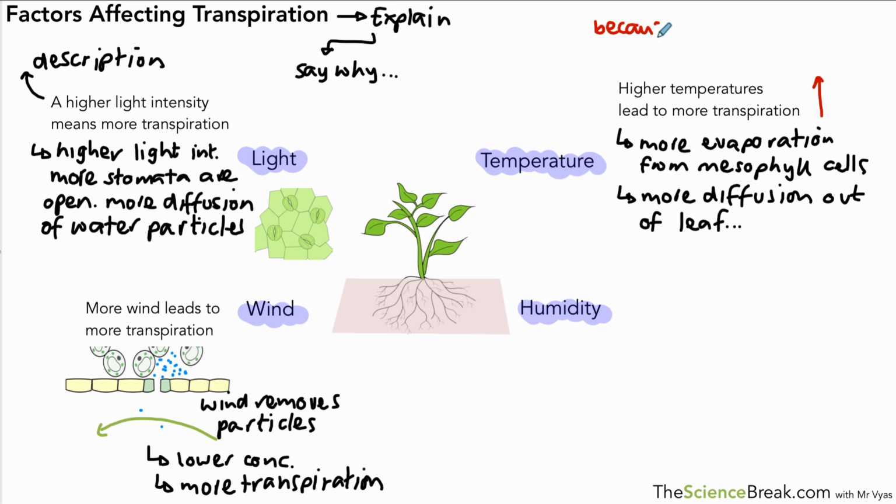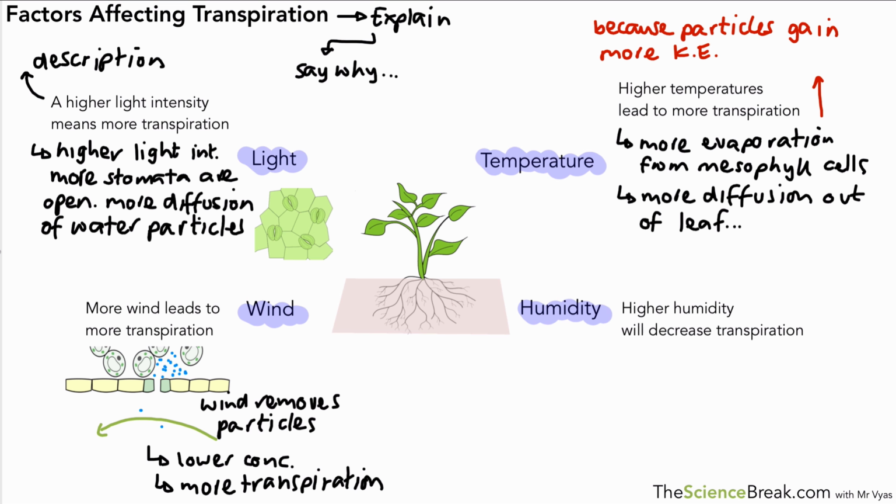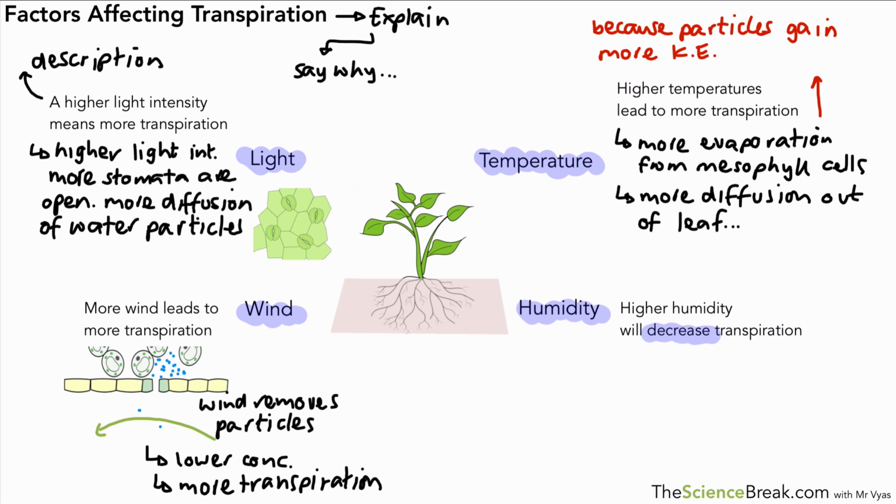We might also want to make a note that the reason why we get more evaporation is because particles gain kinetic energy. They gain more kinetic energy. KE stands for kinetic energy, and that makes them more able to escape from the liquid form and escape as individual particles, and therefore you get more evaporation. Okay, so in terms of our humidity, if we've got a high humidity, this will decrease the rate of transpiration.